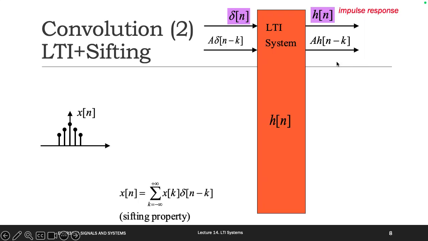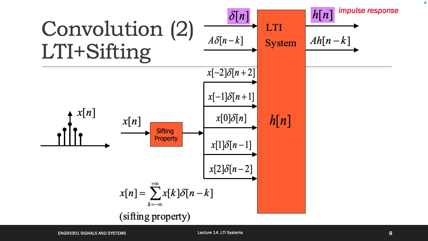Okay, let's talk about the shifting property. You can see this is x[n], am I right? So we can write our x[n] in this form. We talked about that. Since we can use the shifting property, we write down our original signal like this. That makes sense to you? Yeah, add them together like that. Am I right?